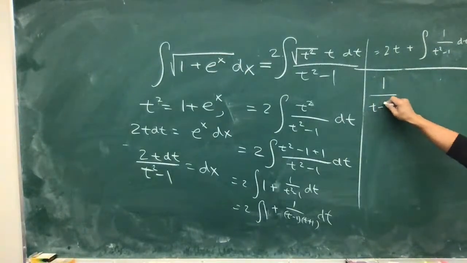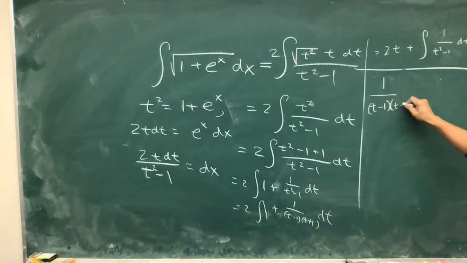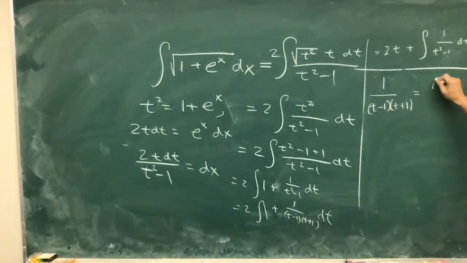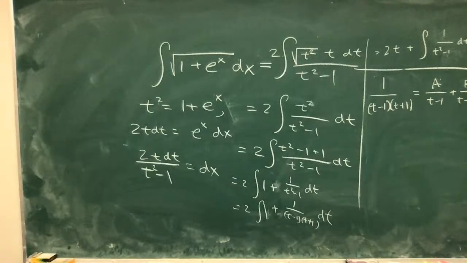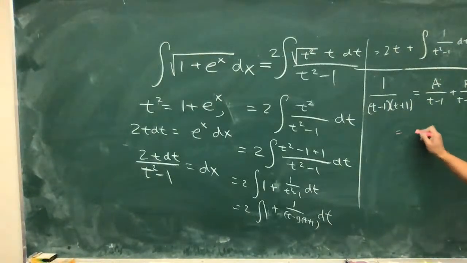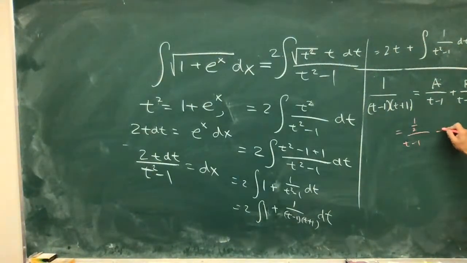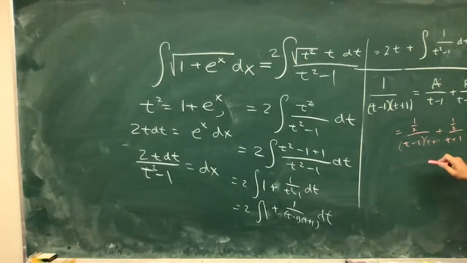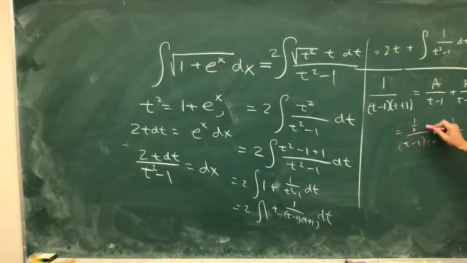So 1 over t minus 1 times t plus 1 is equal to a over t minus 1 plus b over t plus 1. I think I've done it so many times I could probably guess it. I think it's 1/2 and negative 1/2. So let's see if that guess is right. So it's 1/2 over t minus 1 plus 1/2 over t plus 1. So then if you multiply t plus 1, oh, it should be minus maybe here, and t plus 1, and t minus 1, and t minus 1. Yes.